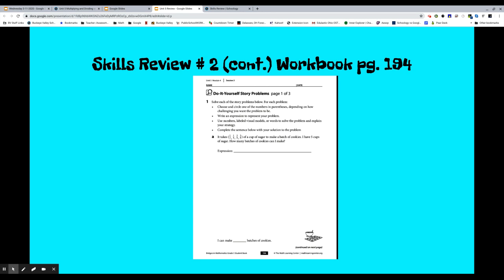Okay, so this is the next part of skills review number 2, page 194. I will not be doing an example with this, but I will talk you through thinking about what you need to have and how you can go about solving this. So you need to solve each of the story problems below.